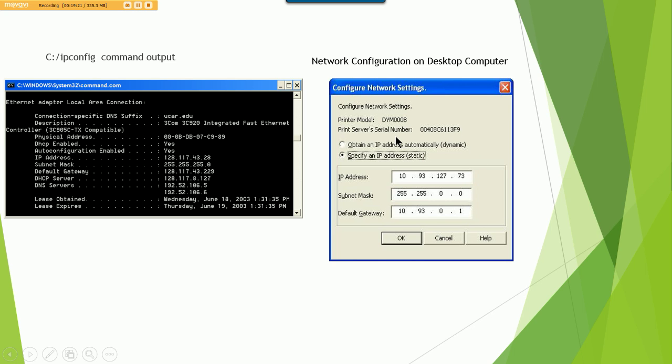Now, when you do your ipconfig from the command prompt on this computer, you're going to get 10.93.127.73 over here, where the IP address will be. You're going to get a subnet mask of 255.255.0.0, which is what was entered in for the subnet mask, and you're going to get a default gateway of 10.93.0.1, because that is what was entered for the default gateway. So the ipconfig command will give you the IP information, whether it was dynamically configured on the computer or if it was statically configured on the computer, as we see here.